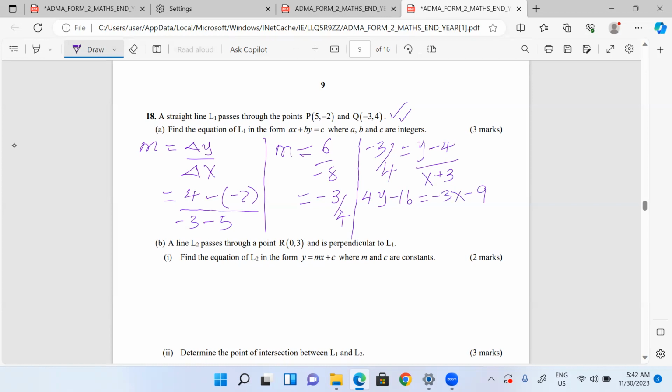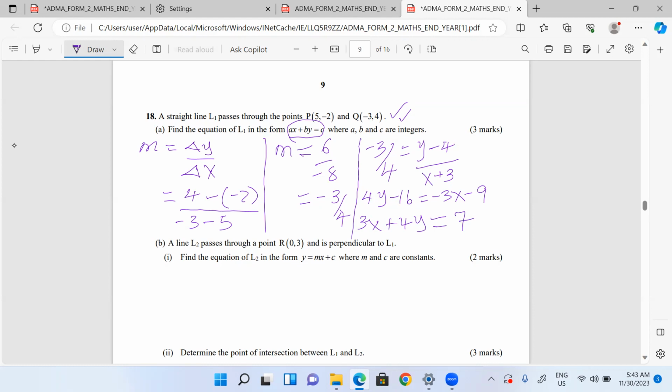Then now we can arrange the equation in the given format here. ax, so I begin with the part with x. So this one becomes a +3x at this side: 3x plus 4y. This is equivalent to -9 plus 16. So -9 plus 16 becomes a +7. So that is the equation in the desired format.